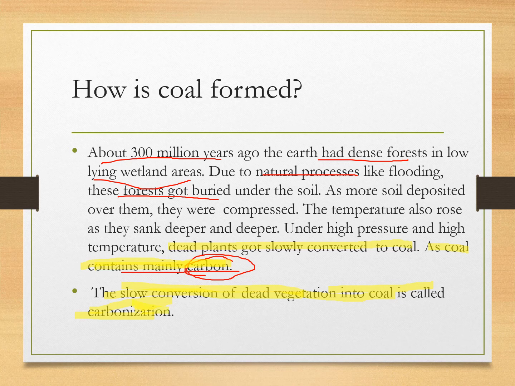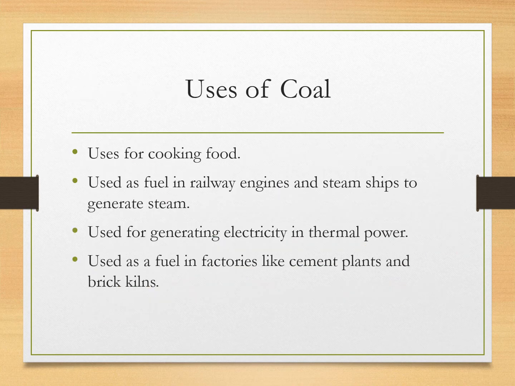So this is all about how coal forms. Now let's try to learn where it is used. Coal is mostly used in cooking. It is used like firewood. But while you use coal for cooking, it produces a lot of smoke, and it produces a very bad smell.